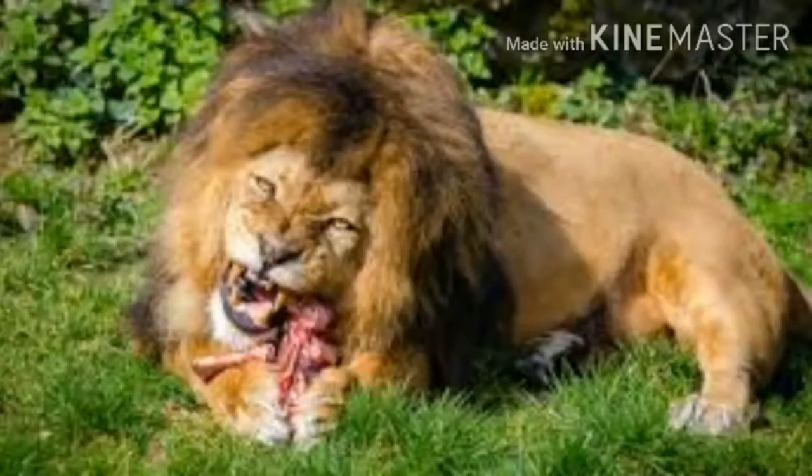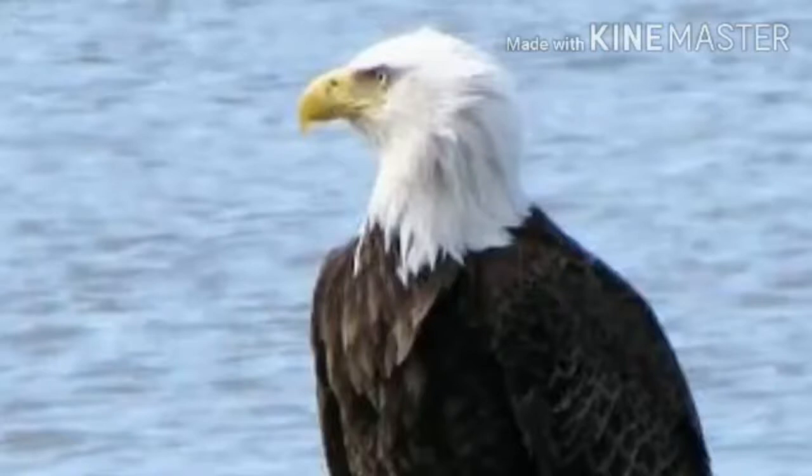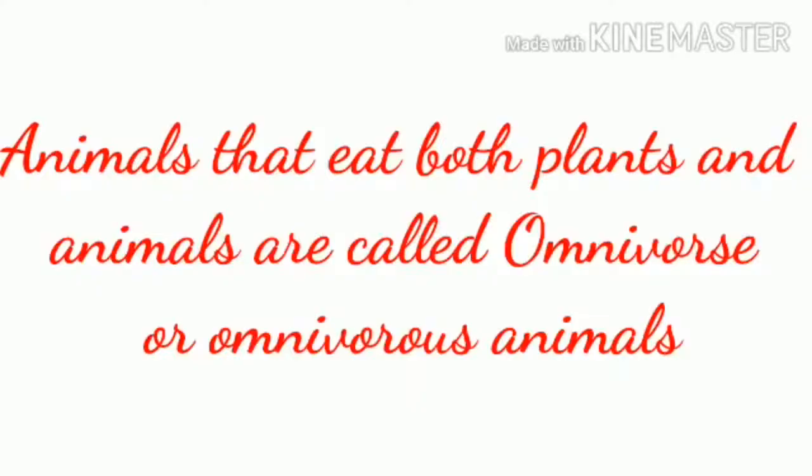They have sharp canines to tear flesh and strong jaws to crush flesh and bones. Flesh-eating birds like eagles have very sharp and hooked beaks that can tear the flesh of small animals.